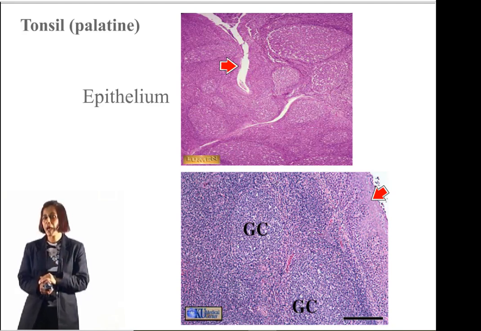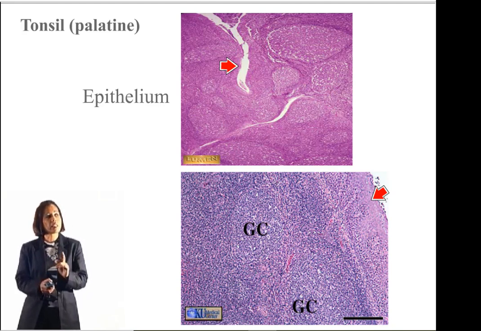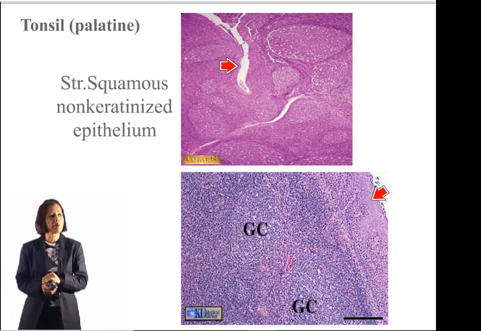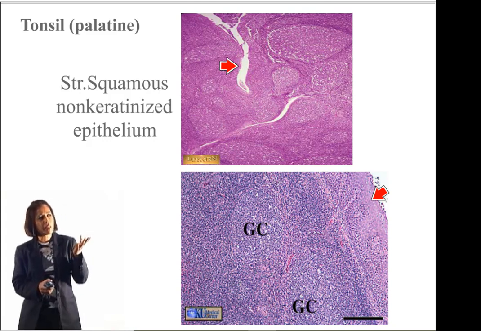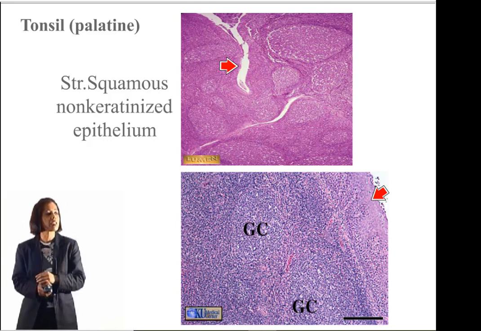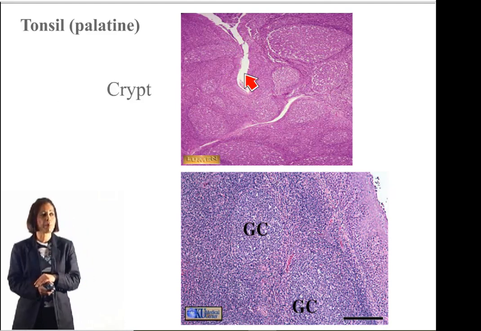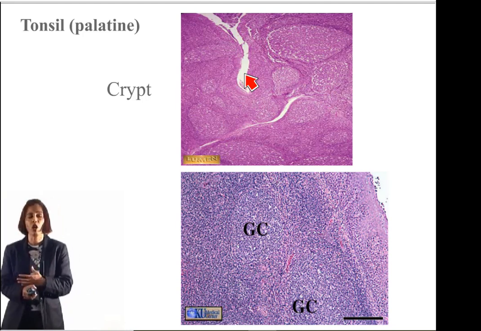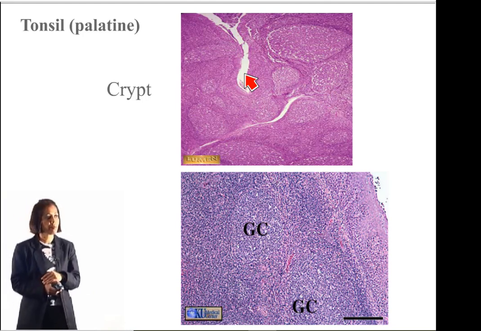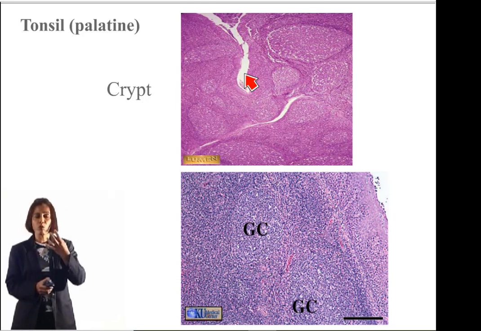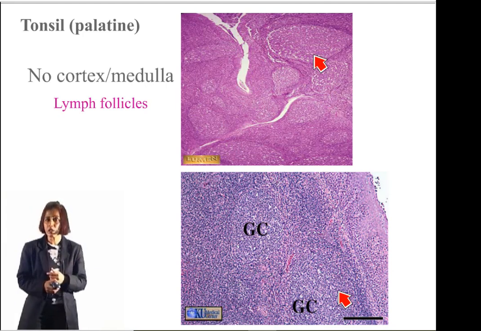And since we are looking at the palatine tonsil, you will see that the epithelium is stratified squamous non-keratinized, or wet epithelium. The top image of the epithelium is not that well seen, but in the lower image you can look at the multi-layered stratified squamous non-keratinized epithelium. And you can also see a crypt in the top picture, which is distinctive of the tonsil, especially the palatine tonsil.